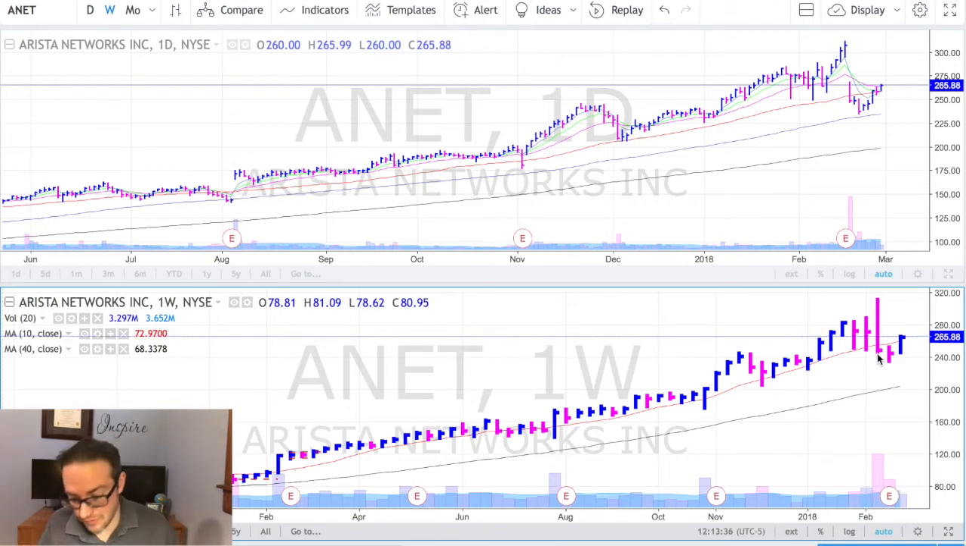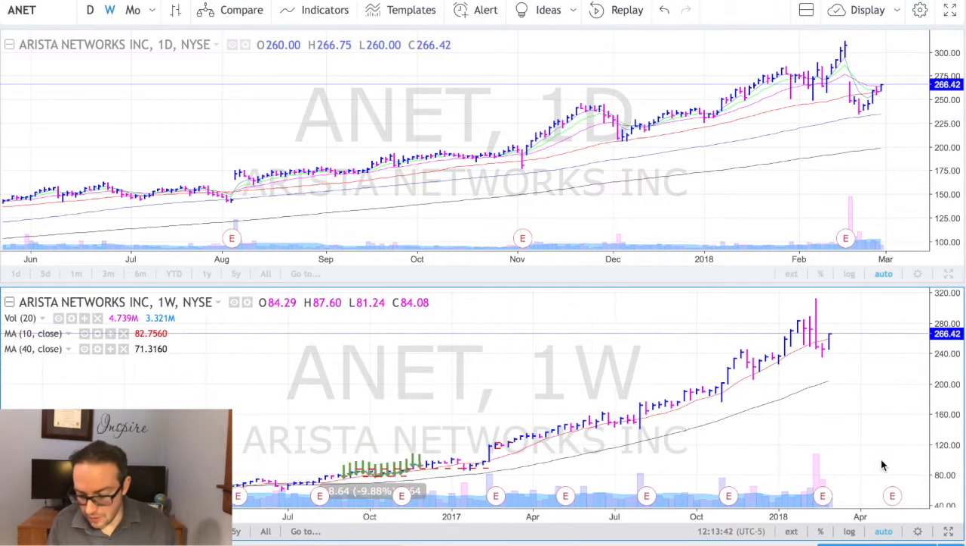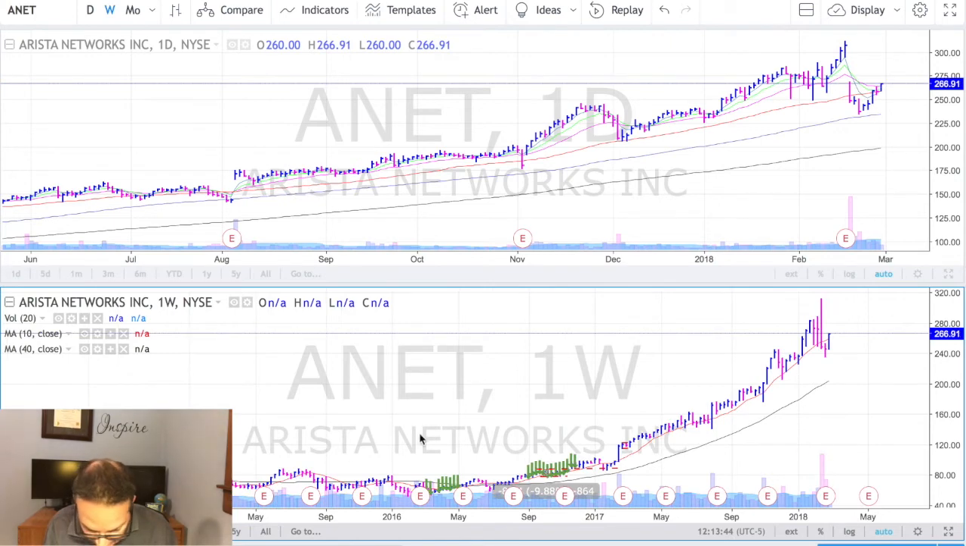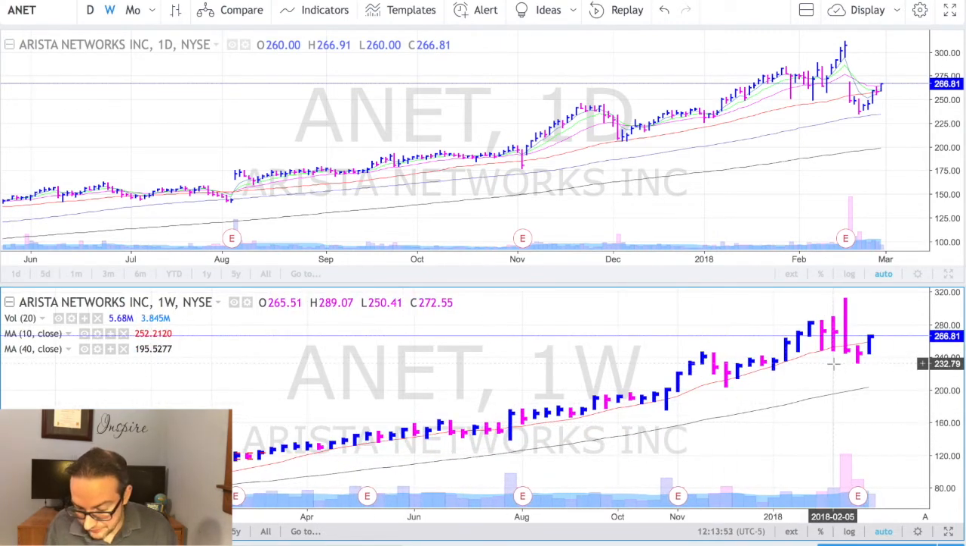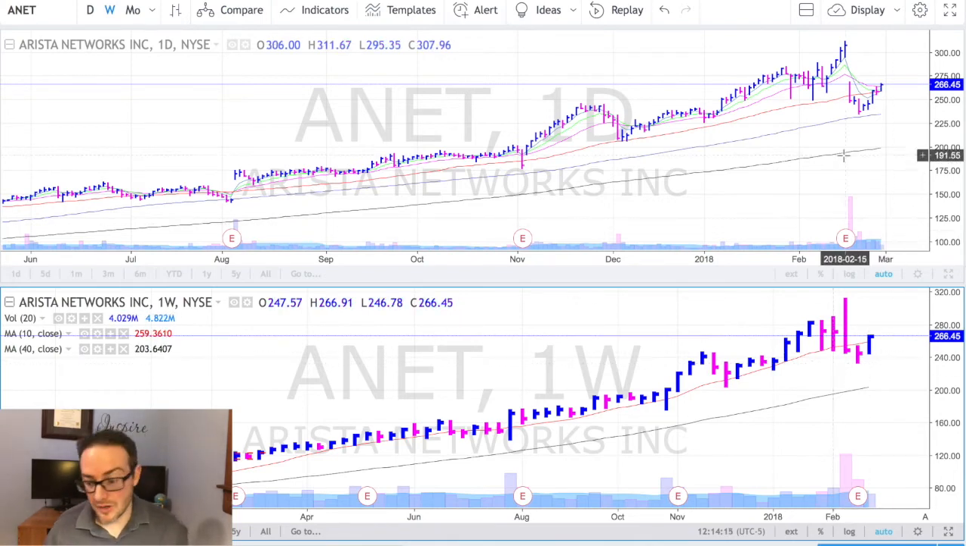So it's a bearish outside reversal week, and it did that on the highest volume that it has had since it IPO'd way back in 2014. That is about as big of a sell signal as you can get. That's a sign of major institutions unraveling their positions. And so does it mean that Arista Networks is done forever? No. But it does mean that, at least for now, you have major players that are unloading shares.